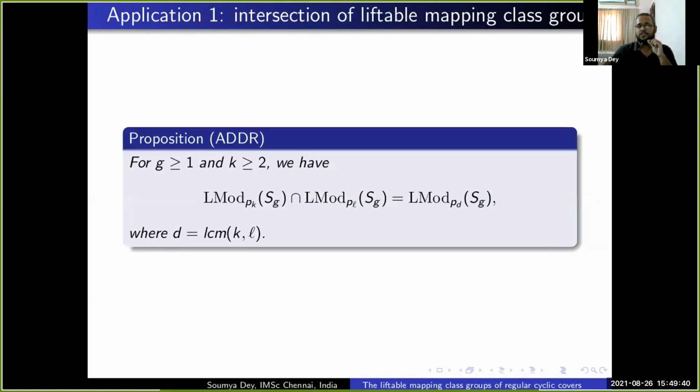Now, using this symplectic criteria, we have given a series of applications which we feel are very interesting. Let me quickly go over all these applications. There are 7 applications. The first application is very simple. We basically used matrix manipulations. For g greater than or equal to 1 and k greater than or equal to 2, we have LMod(pk, Sg) intersection LMod(pl, Sg). This is nothing but LMod(pd, Sg), where d is the LCM of k and l. Intersection of two LMods is again an LMod.